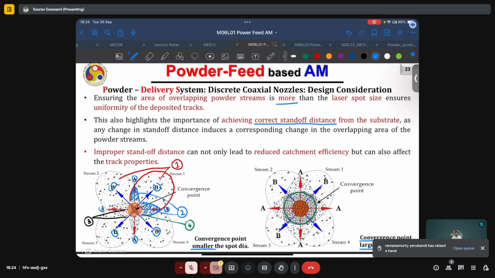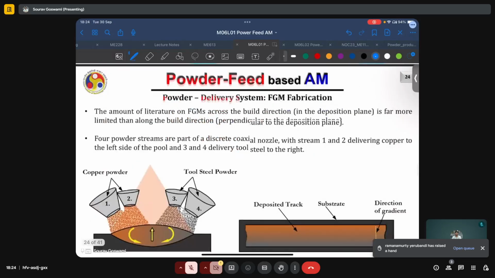And an improper standoff distance can not only lead to reduced catchment efficiency, that is, you are wasting a lot of powder, but can also affect the track properties, both in terms of, say, the geometry of the deposited track as well as its mechanical properties.